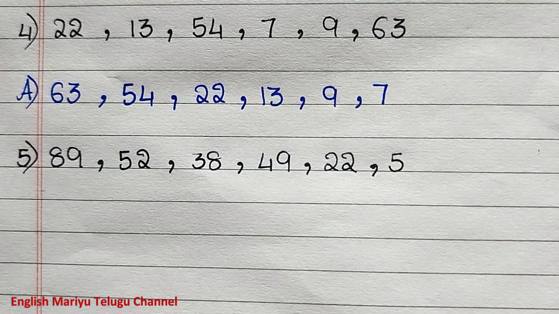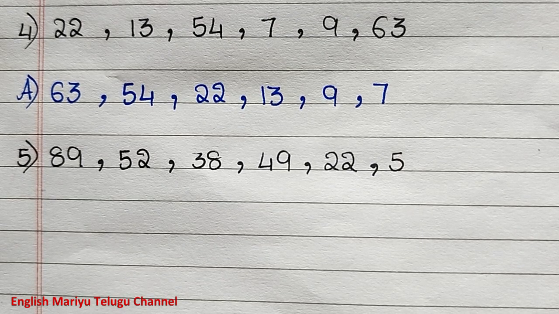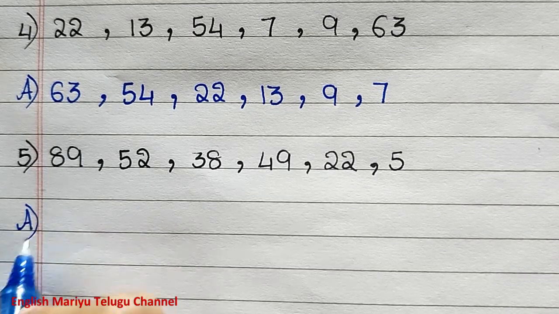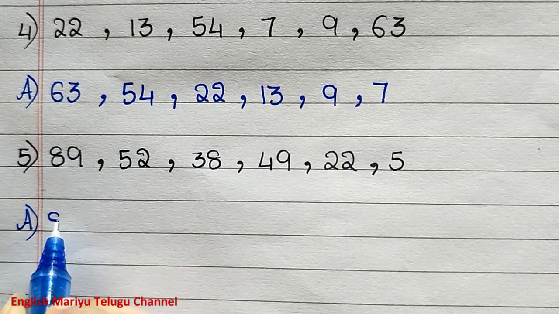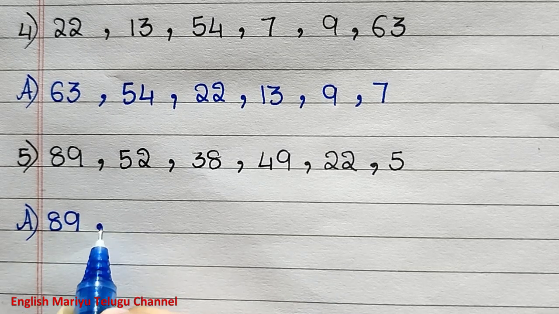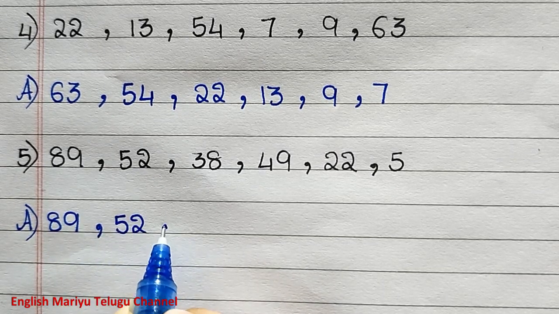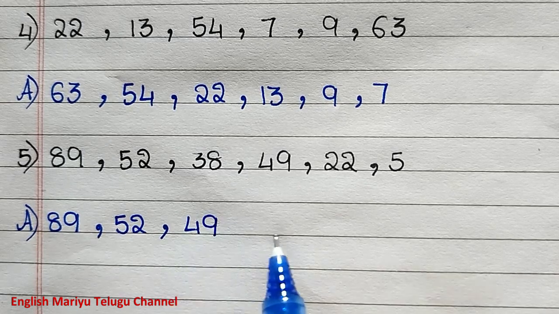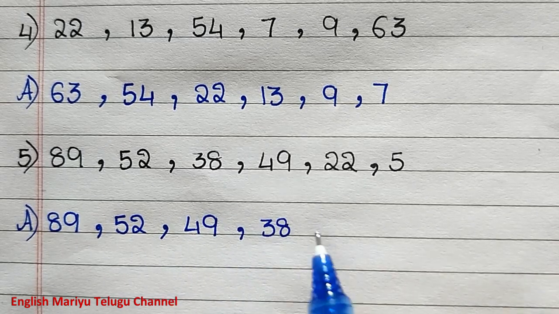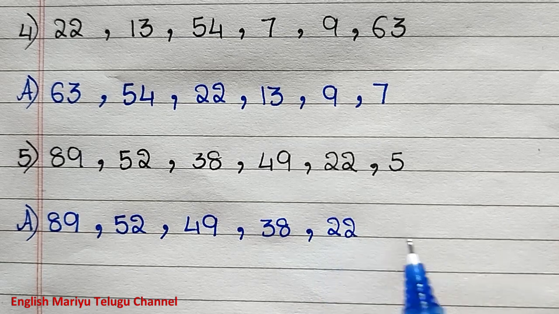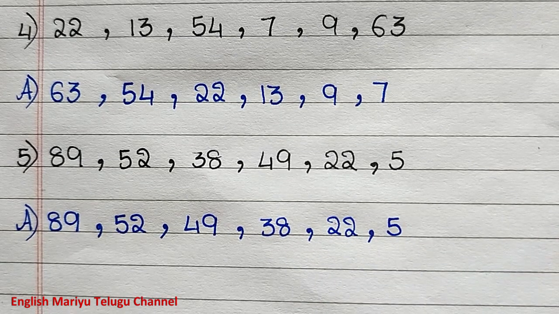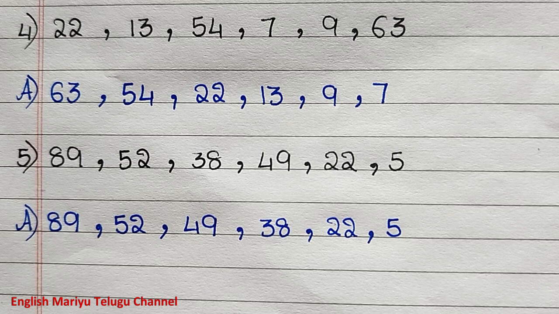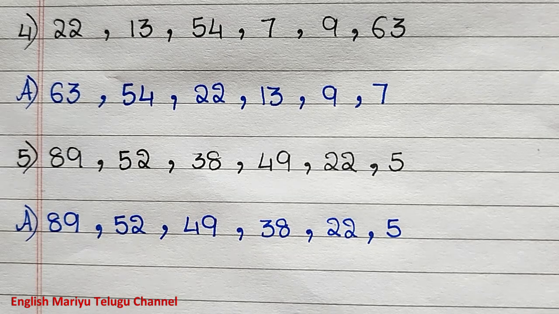Fifth question: 89, 52, 38, 49, 22, 5. Answer: 89, 52, 49, 38, 22, 5.